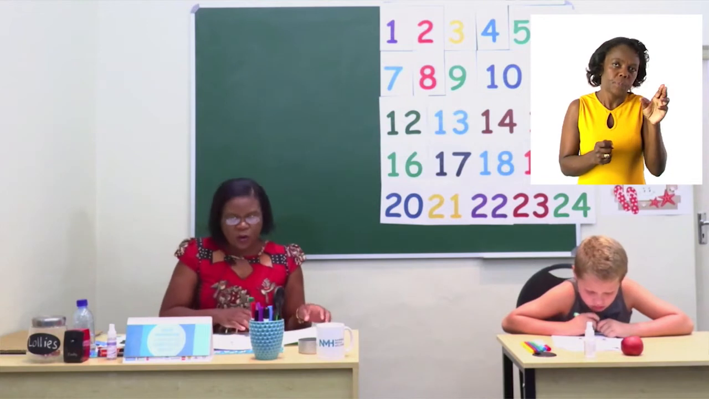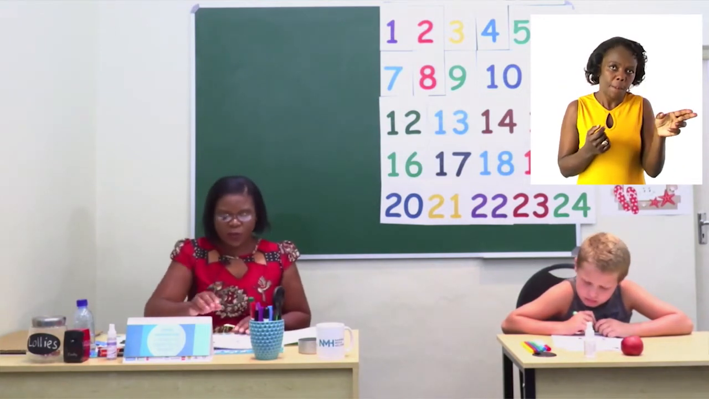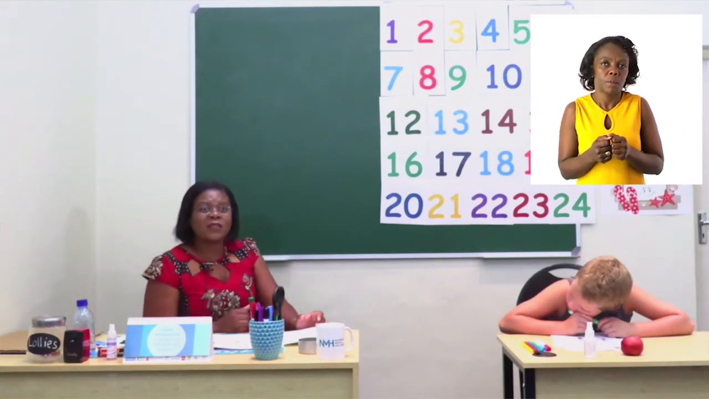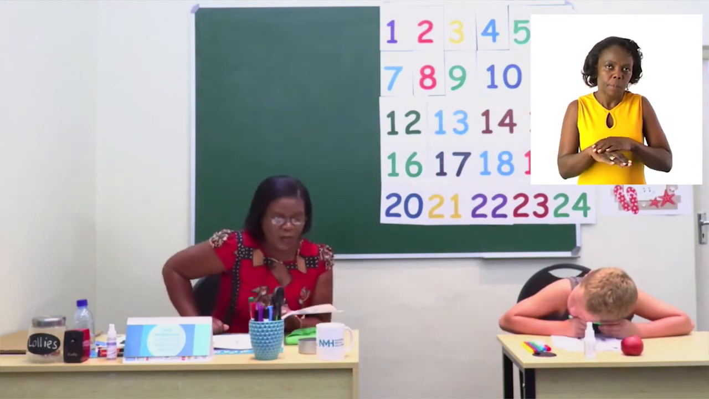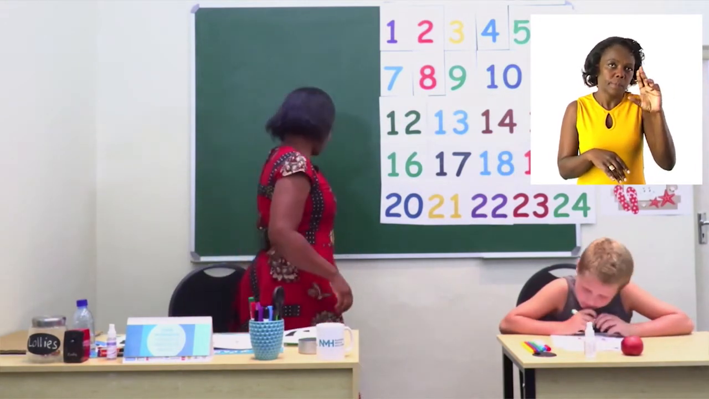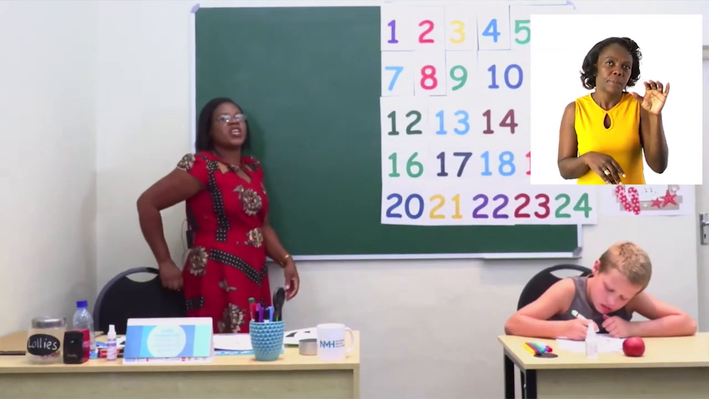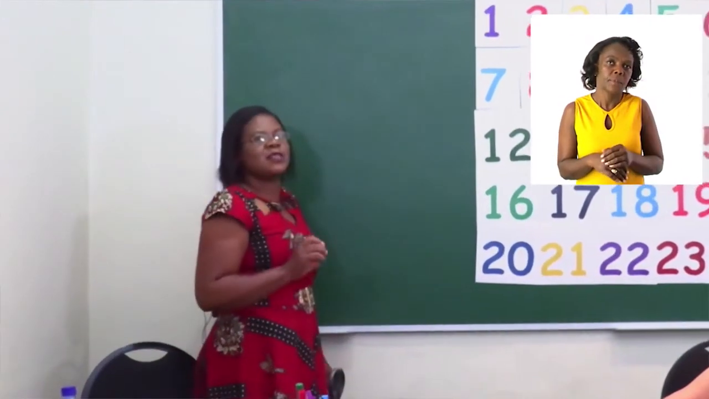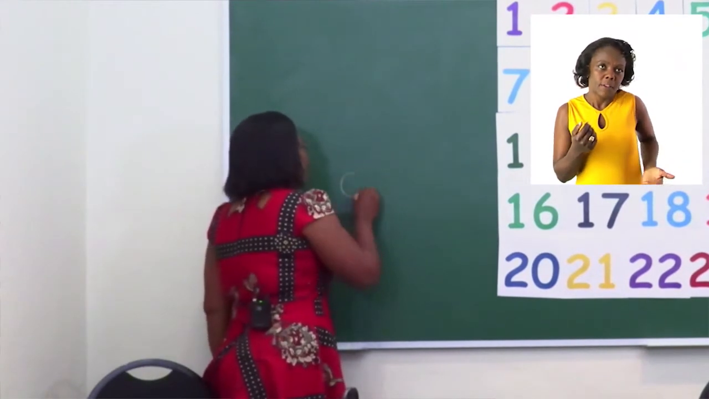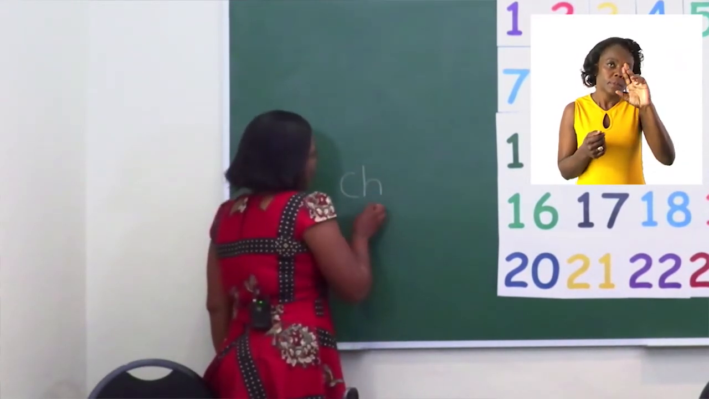All right. So I'm going to start by giving you examples of a ch. What word can have a ch? The easiest one is chair, where you always sit when you are at school. A chair, we write it like that. It's a ch.